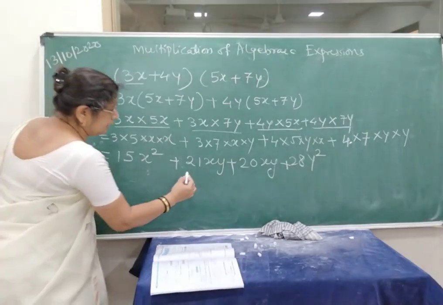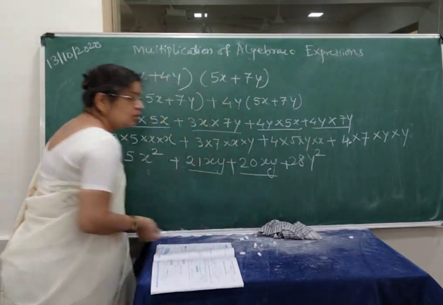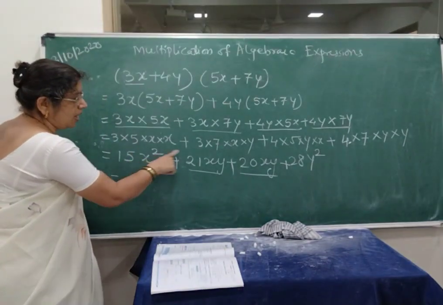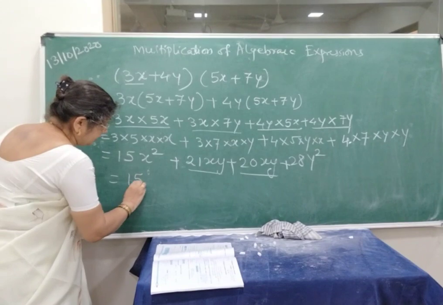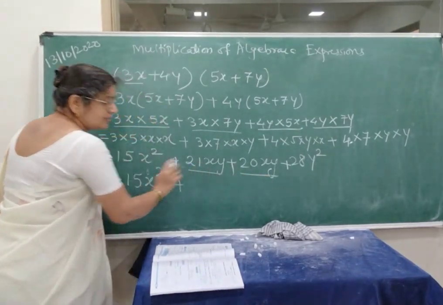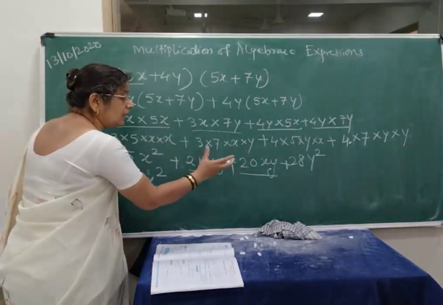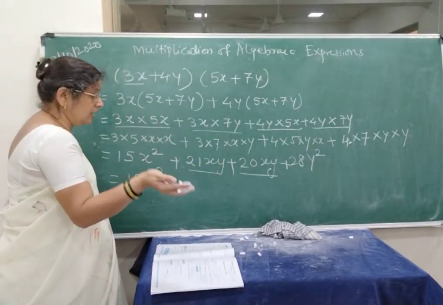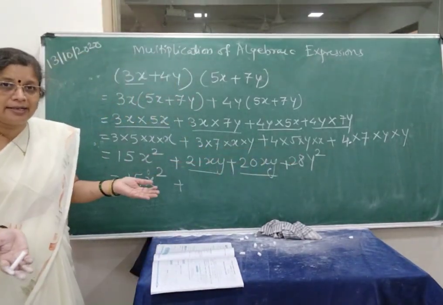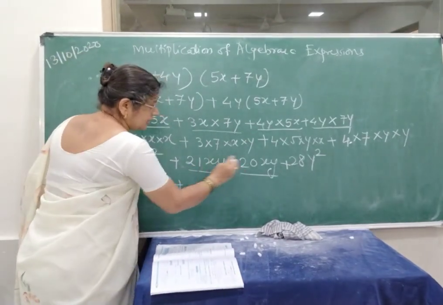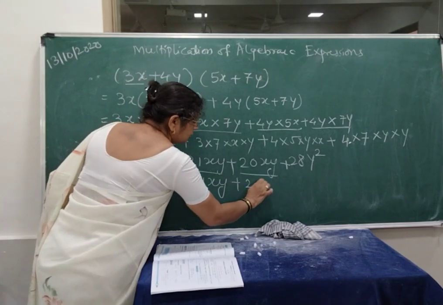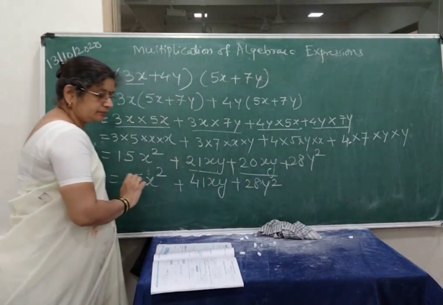Now what you can see, these two are like terms, so you can add. That we have learned. This you cannot add because the power is different, so I will write it as it is: 15x square plus, as the variables are the same, we can add the terms. They are like terms. Now you know which are like and unlike terms, whereas 15x square and 28y square are unlike terms, so you cannot add. So 21xy plus 20xy is 41xy, plus 28y square.